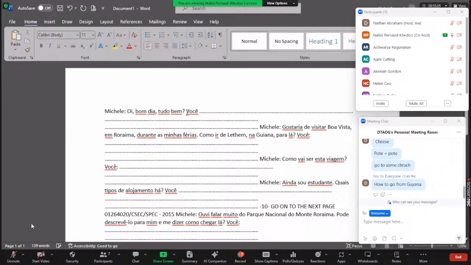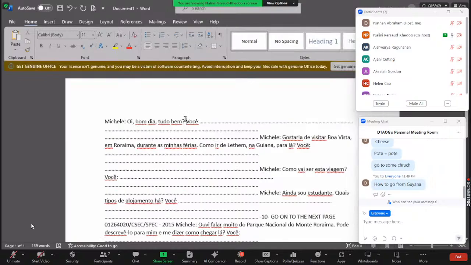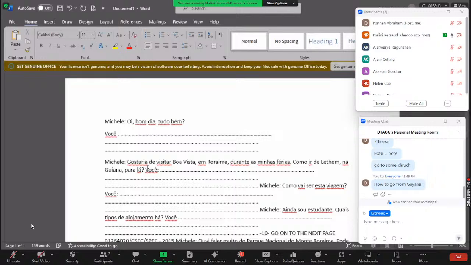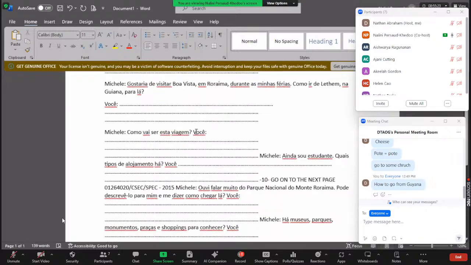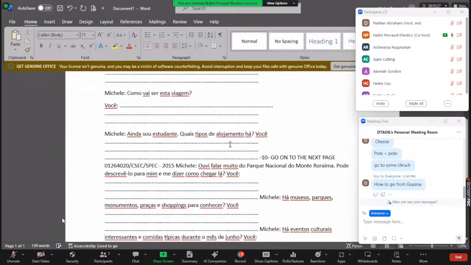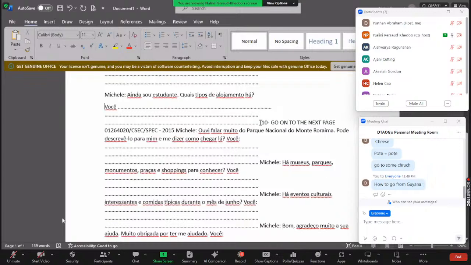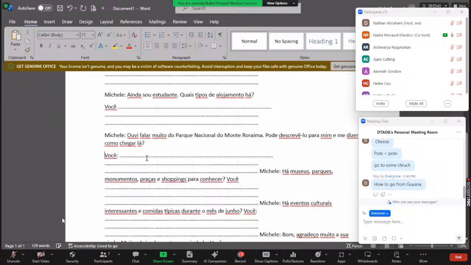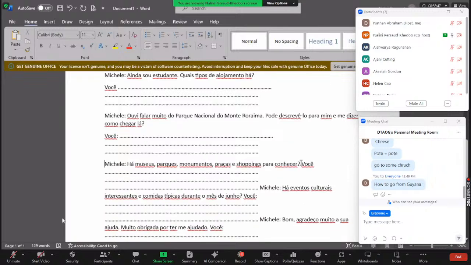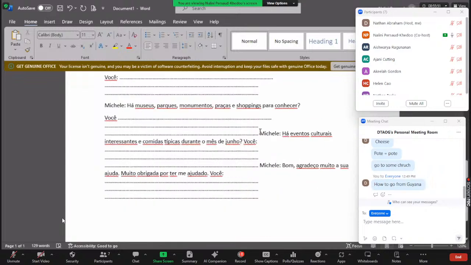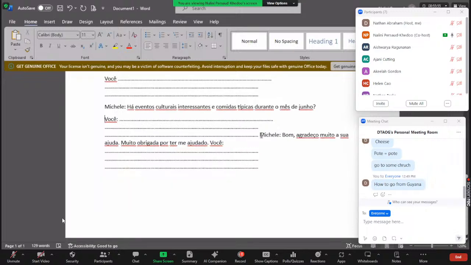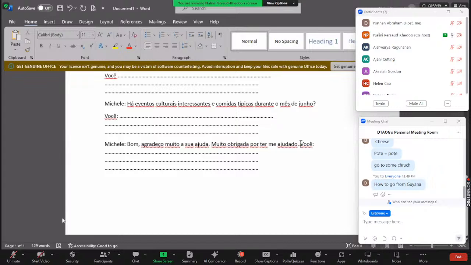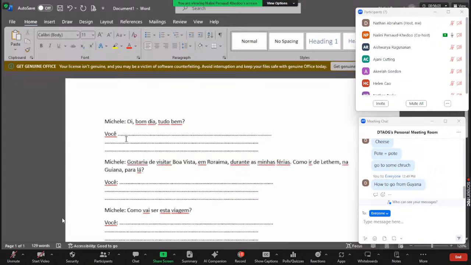All right, you should be seeing a Word document, right? Let me just fix this, because I copied from a PDF, it comes out like this. Almost there. All right, here we are.